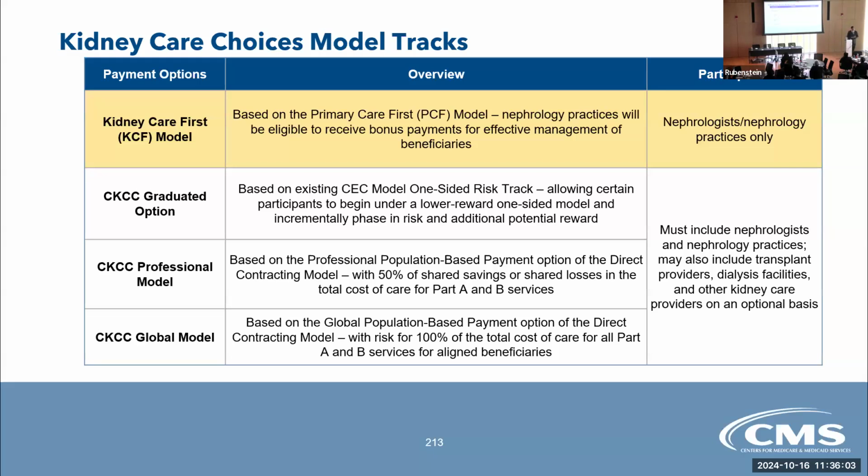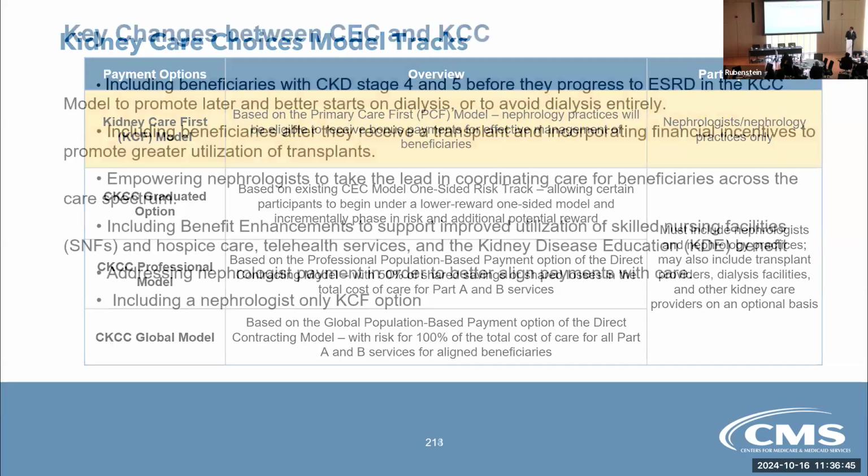So KCC, what is it? Similar general deal to CEC. What we had seen was that the general idea of coordinated care worked, but that there were several tweaks and adjustments to be made to better accomplish the goals that we were hoping for. So we came up with 4 tracks within KCC. Basically, there's a nephrologist-centered one called Kidney Care First option, as well as 3 different payment tracks for the different ACOs there. And the idea is that those are coordinated care. So it's all the different provider types working together, heavily focused around nephrologists, but can also work with transplant providers, dialysis facilities, and others to coordinate care.